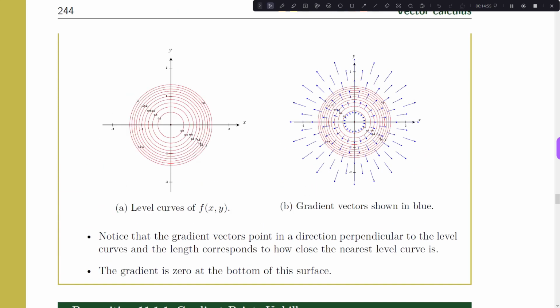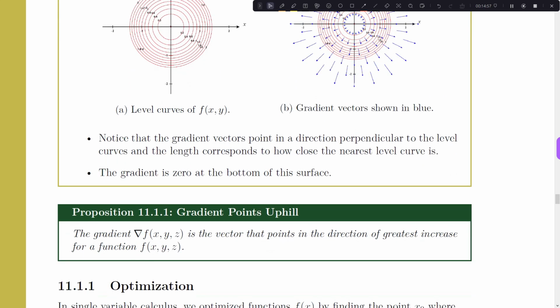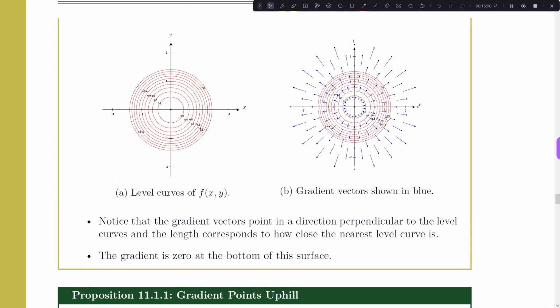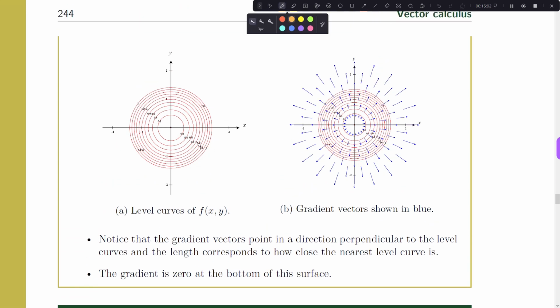So let's think about, we're just going to peek at the bottom there, optimization. Let's think about this paraboloid case over here and recall what the paraboloid actually looks like. The paraboloid looks like that shape, right? It's a cup that's pointing upwards.